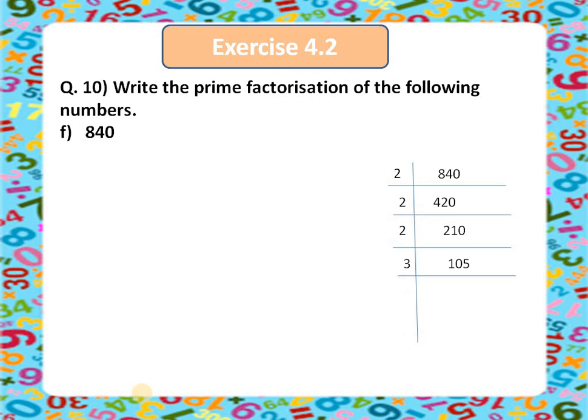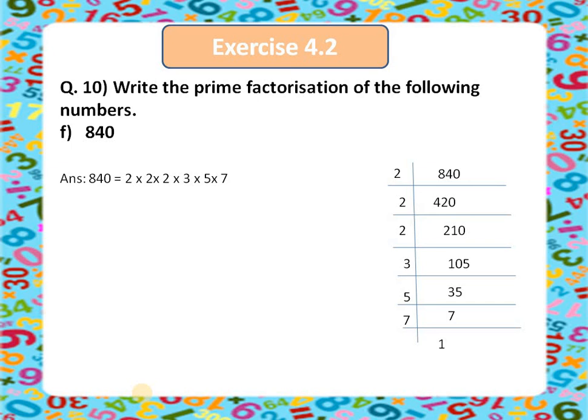Later on we can divide by 3. So we will write down 35. Now we will write down 5 7s are 35. Then 7 is divisible by itself only. 7 7s are 49... the answer here we have got is 840 is equal to 2 multiplied by 2 multiplied by 2 multiplied by 3 multiplied by 5 multiplied by 7.